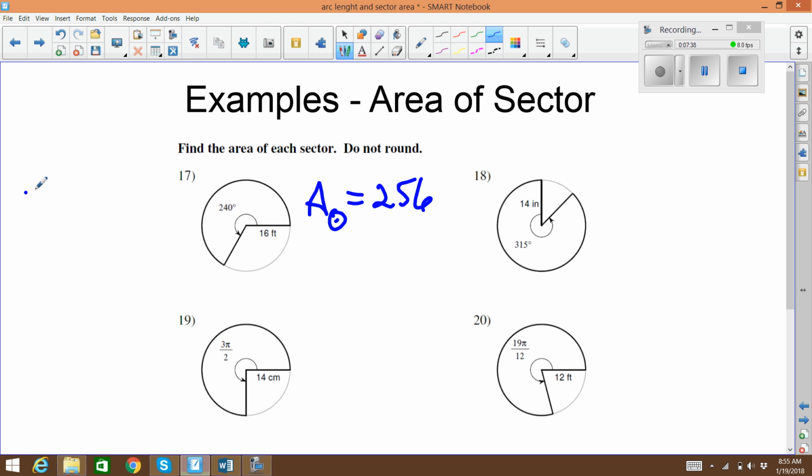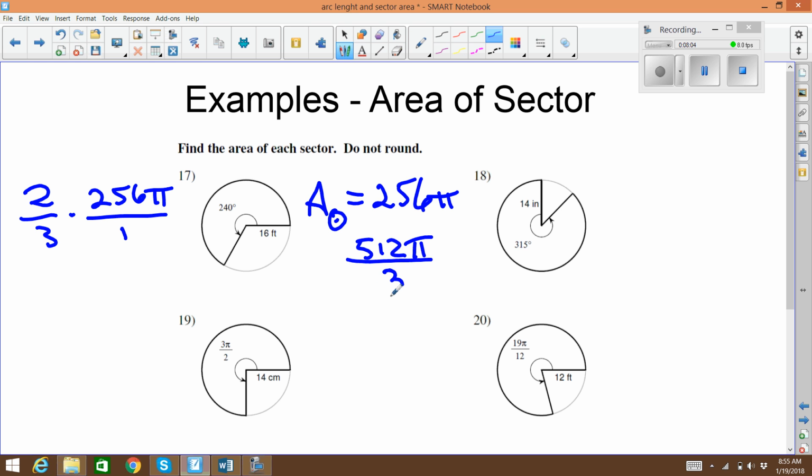Okay, and we decided that 240 of 360 was 2/3, so we do 2/3 times 256 pi over 1. I know that 256 does not have any factors of 3 because it comes from 16, and 16 is 2, 2, 2, and 2. So my final answer is just going to be 512 pi over 3. That might bother you, but I like it. It's clean. There are no decimals. We got the pi there. It's beautiful.